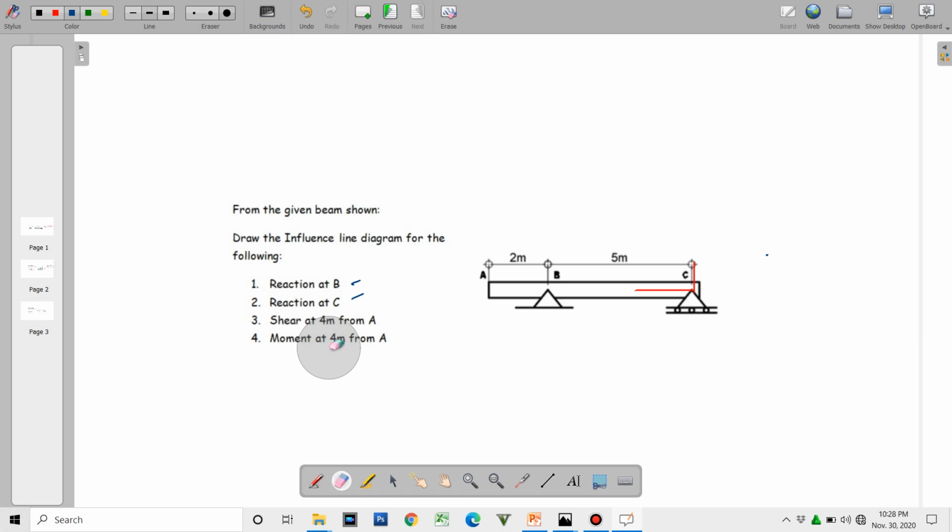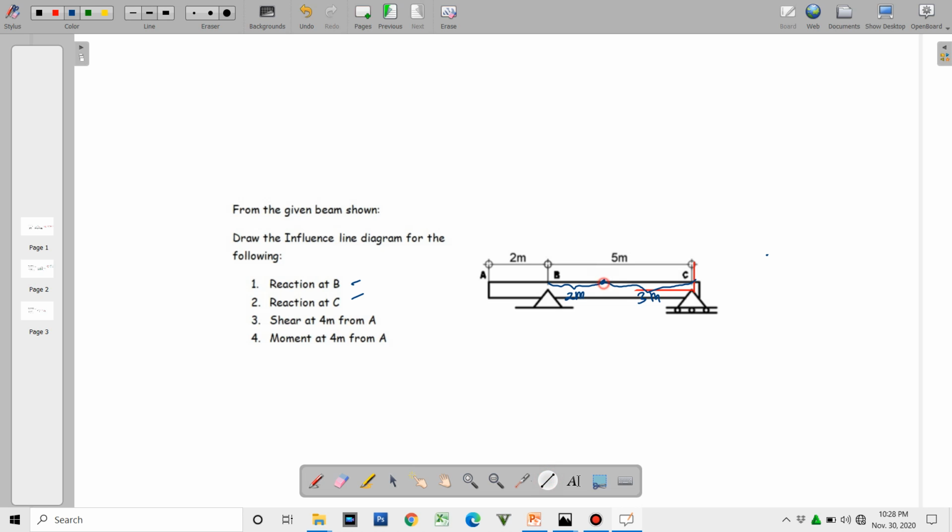So next, shear 4 meters from E. Of course, we're gonna measure a point 4 meters from E. So let this be our 2 meters. And what is left here is 3 meters.